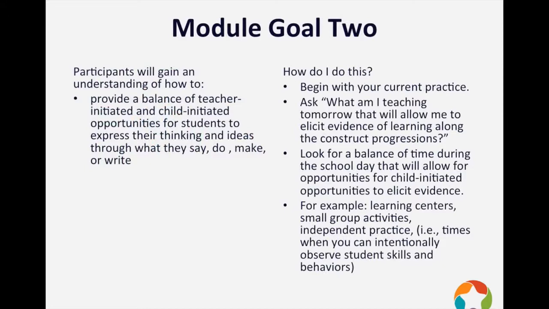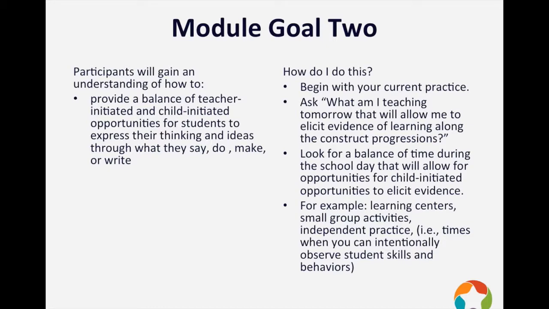Here's our second module goal: providing a balance of teacher-initiated and child-initiated opportunities for students to express their thinking and ideas through what they say, do, make, or write. Well, how do I do this? Again, begin with your current practice.